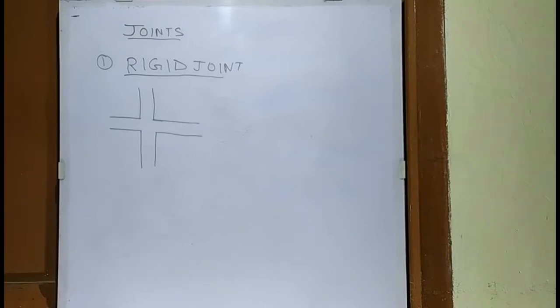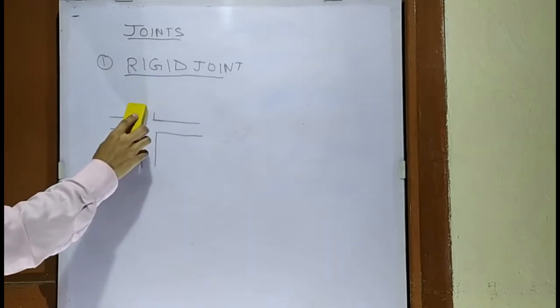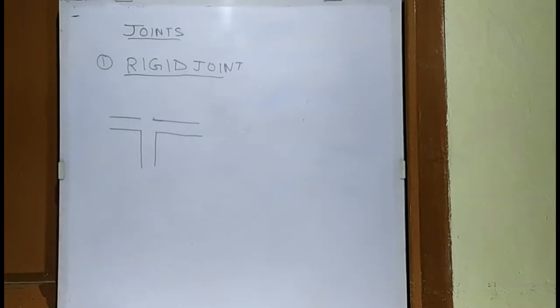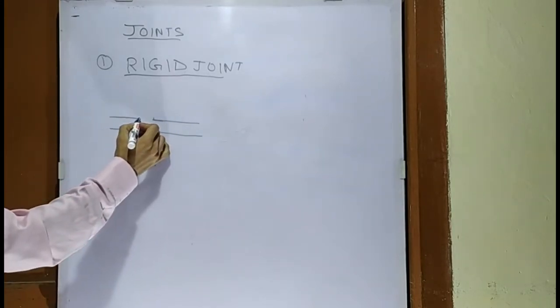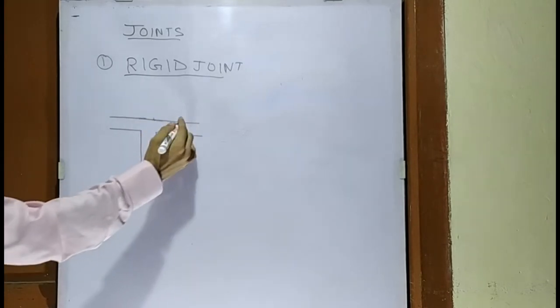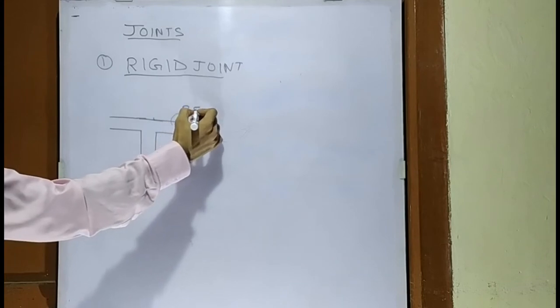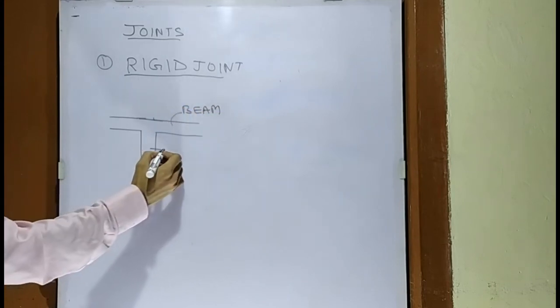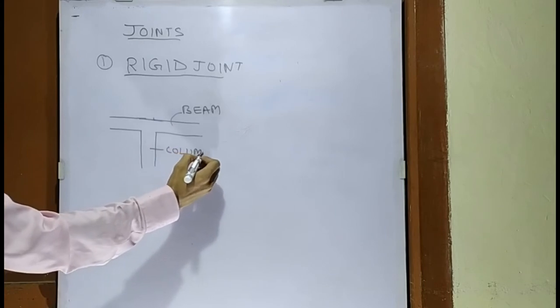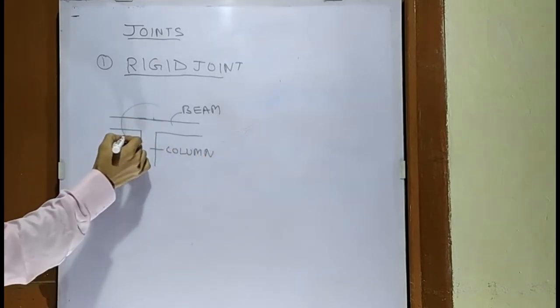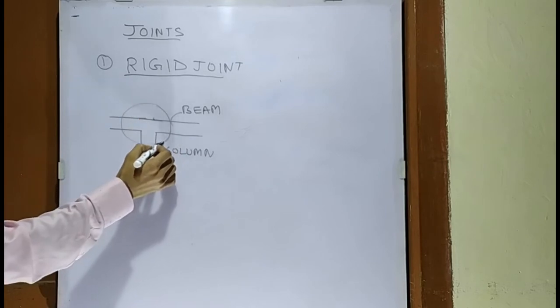Now what is the main thing about this joint? Let us take a simplified view. Right now we do not consider this column, we will just consider a T connection for simplicity and for understanding it better. So this is the beam, and this is the column, and this is the beam column joint.